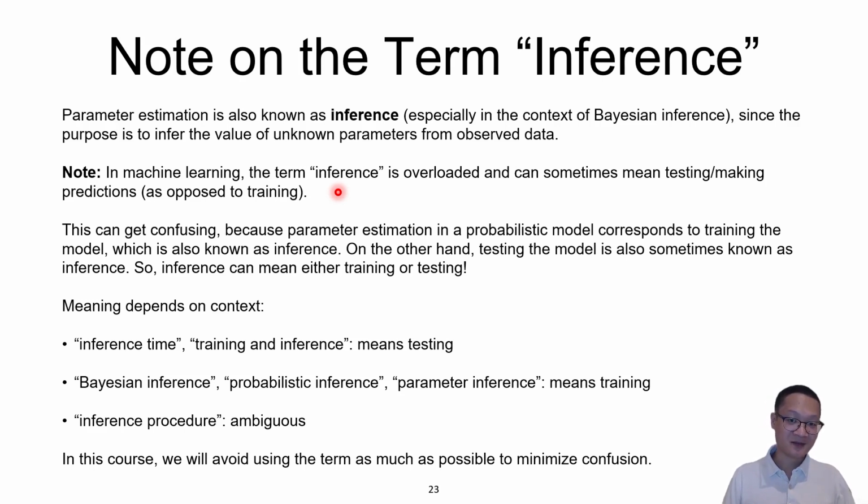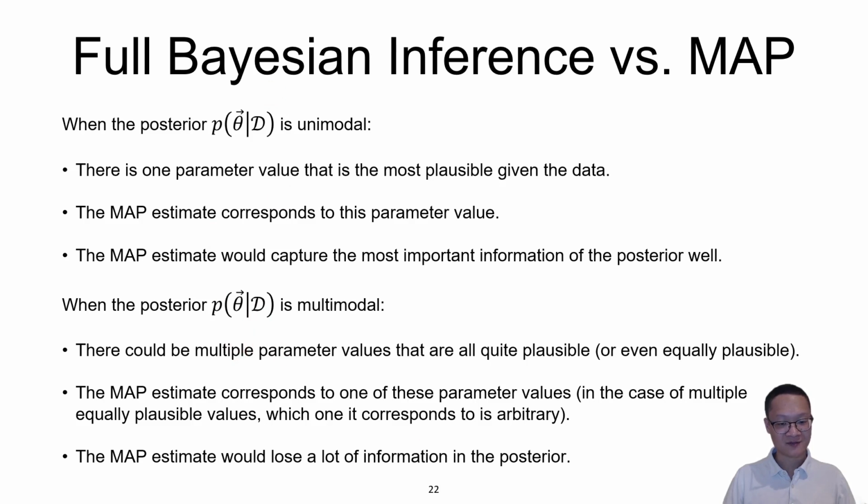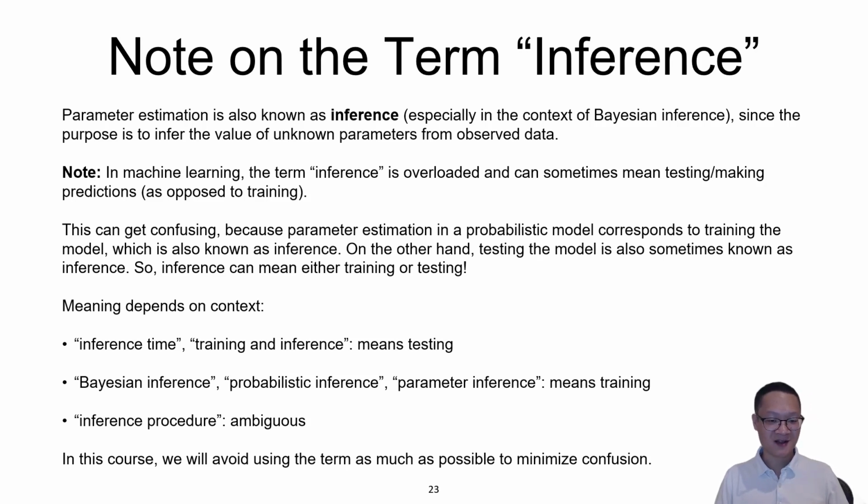So actually, the meaning of the term inference depends on the context. For example, when we say inference time, or training and inference, in this case inference means testing. When we talk about Bayesian inference or probabilistic inference or parameter inference, that means training, right? So that's what we're doing here. We're inferring theta, either using MAP, or maybe we're inferring the probability distribution over theta using full Bayesian inference. So this is training because we're determining the parameter. And sometimes people might say inference procedure, so that's just completely ambiguous. We don't really know what that means.